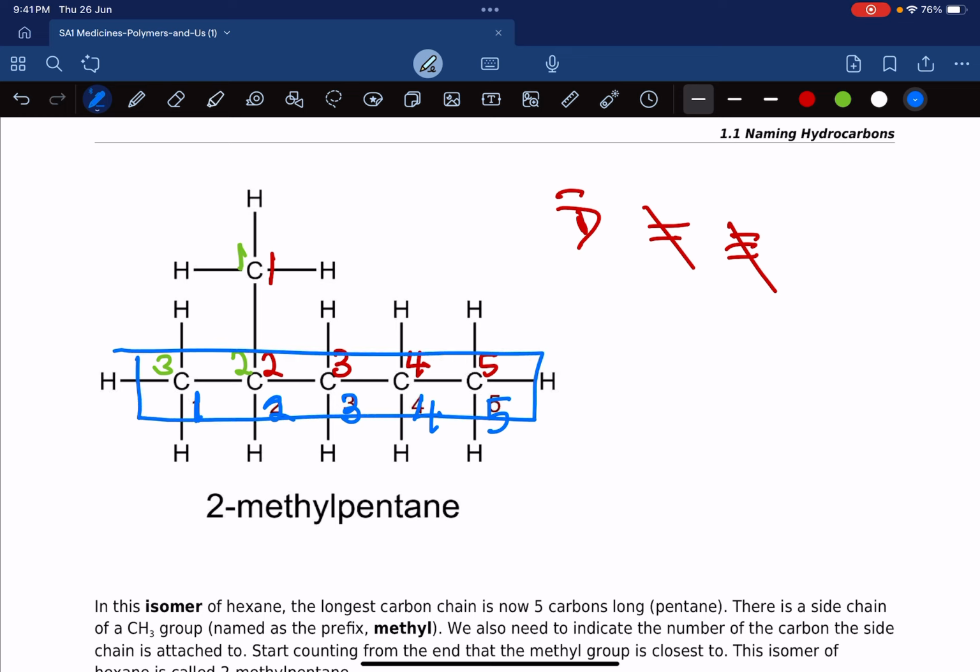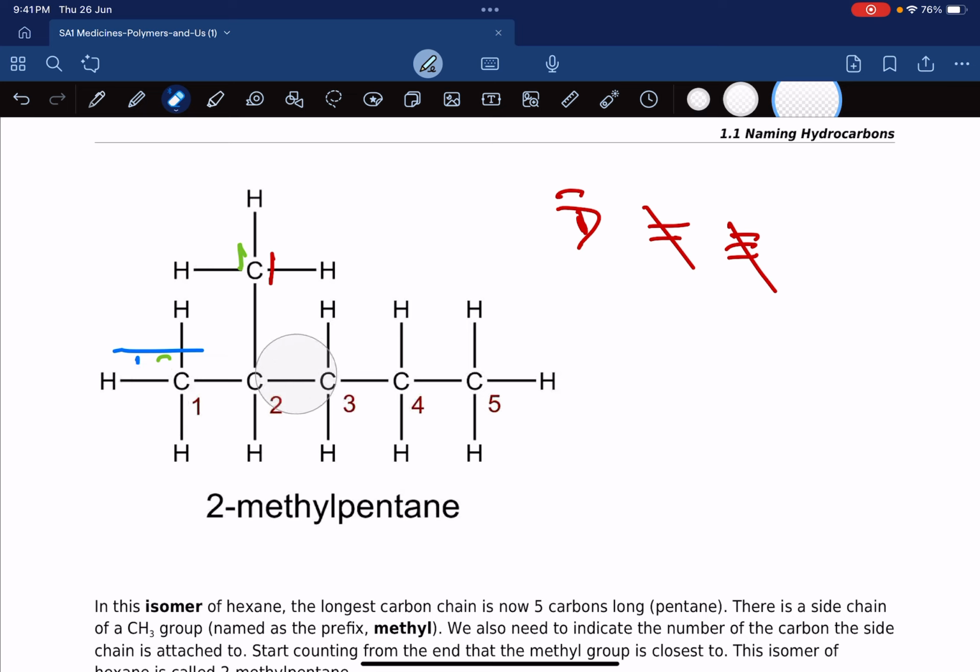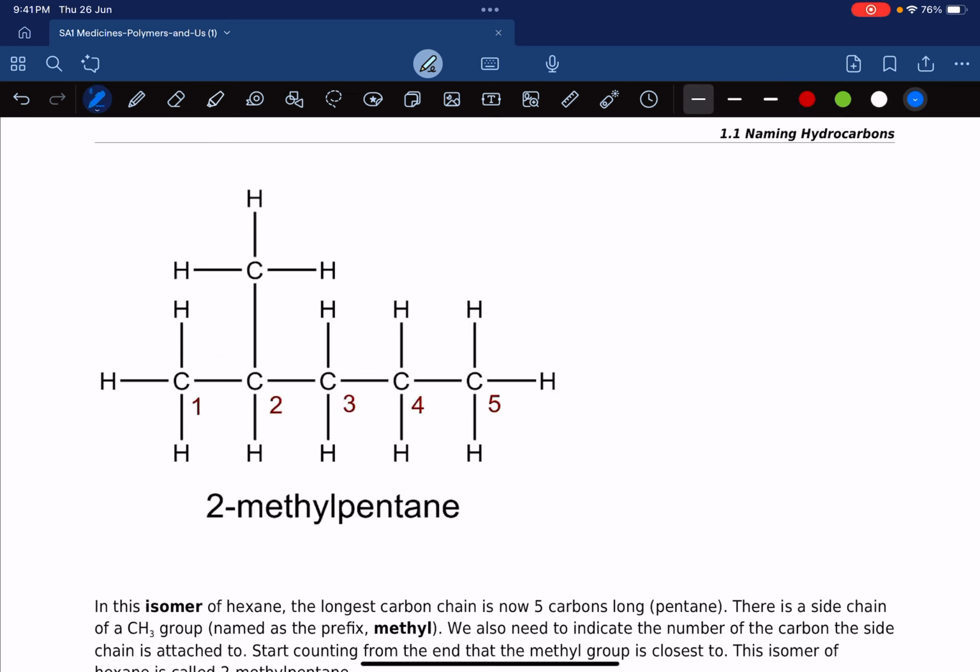Either way, you get 5 carbons being the longest chain. So either way, you get 5 carbons. And so to make life easier, we're going to stick with this. So this is our longest continuous carbon chain. Are you okay? So we start numbering.